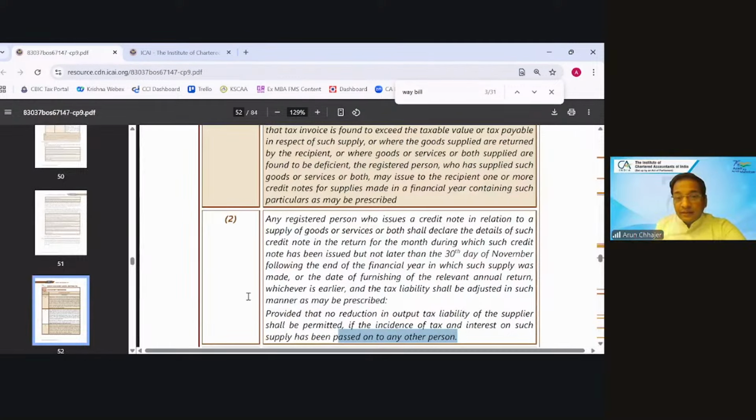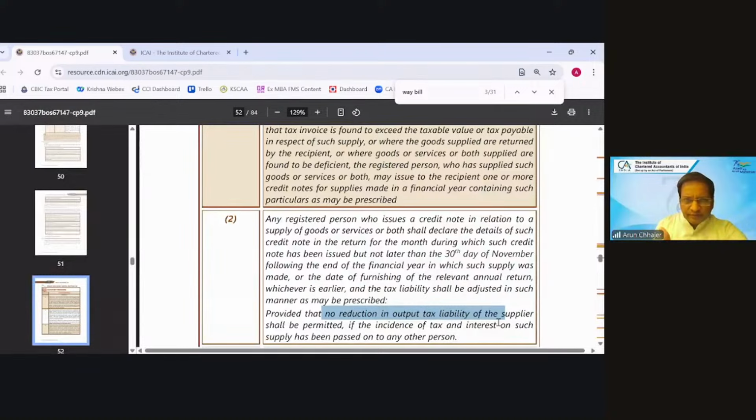It says that no reduction is permitted. मतलब क्या हुआ? अगर वो अपनी ITC रिवर्स नहीं करता, in that case I cannot reverse my liability. Are you getting my point? This is not happening in the GST portal.